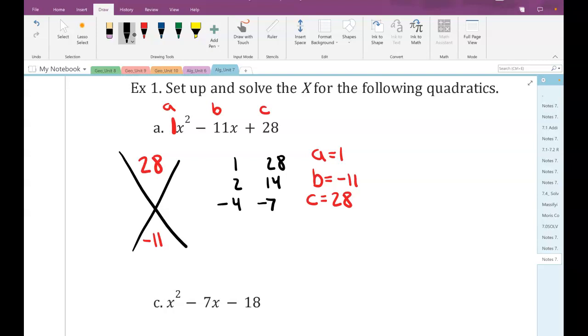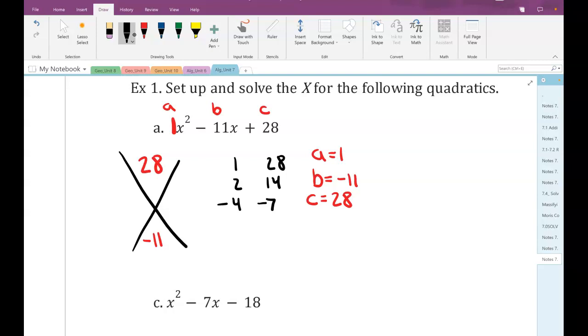Right, because 1 times 28 is 28, 2 times 14 is 28, and 4 times 7 is 28. So these are all the factors of 28, which help us figure out the number we multiply to and the number we add to.